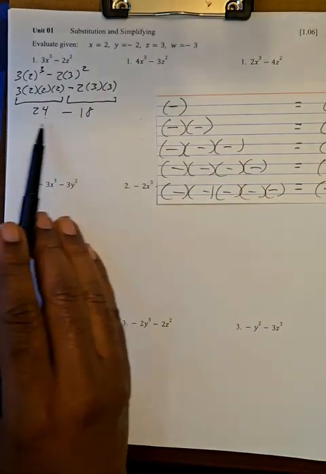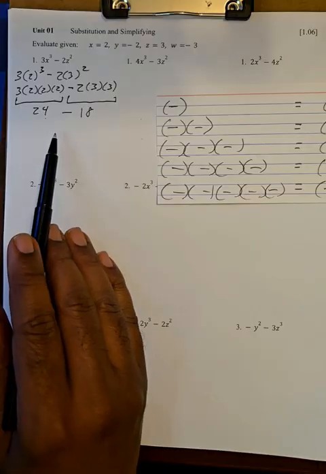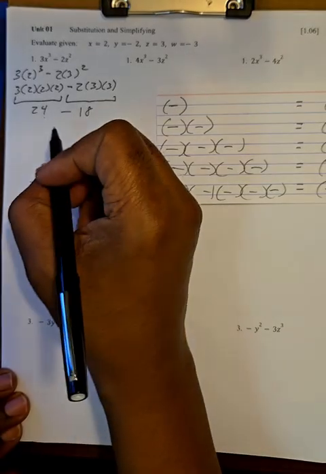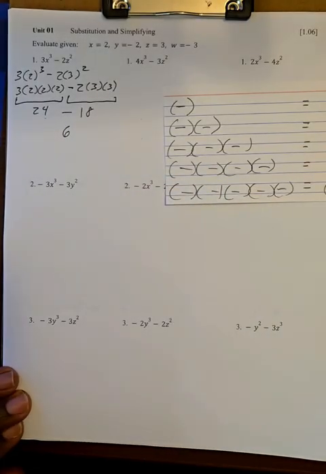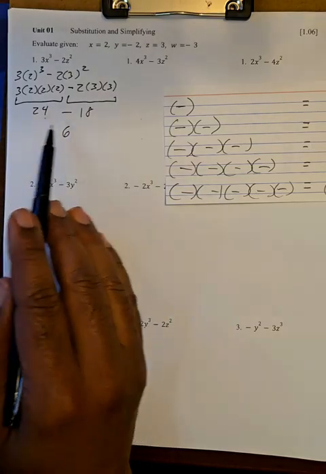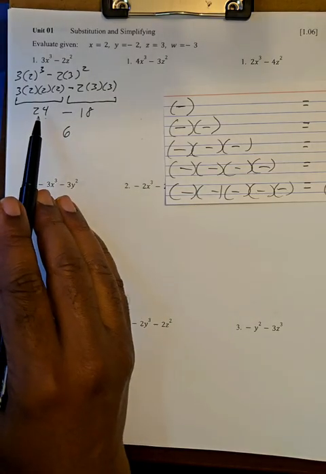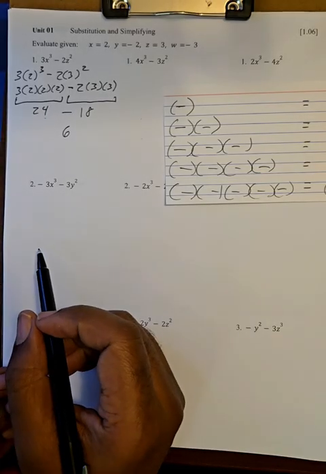So now we have different signs. Different signs are going to subtract, and we're going to get a 6 here. I think that is 6. Yeah, that is 6. And bigger sign wins, so positive 24, so this is a positive 6.